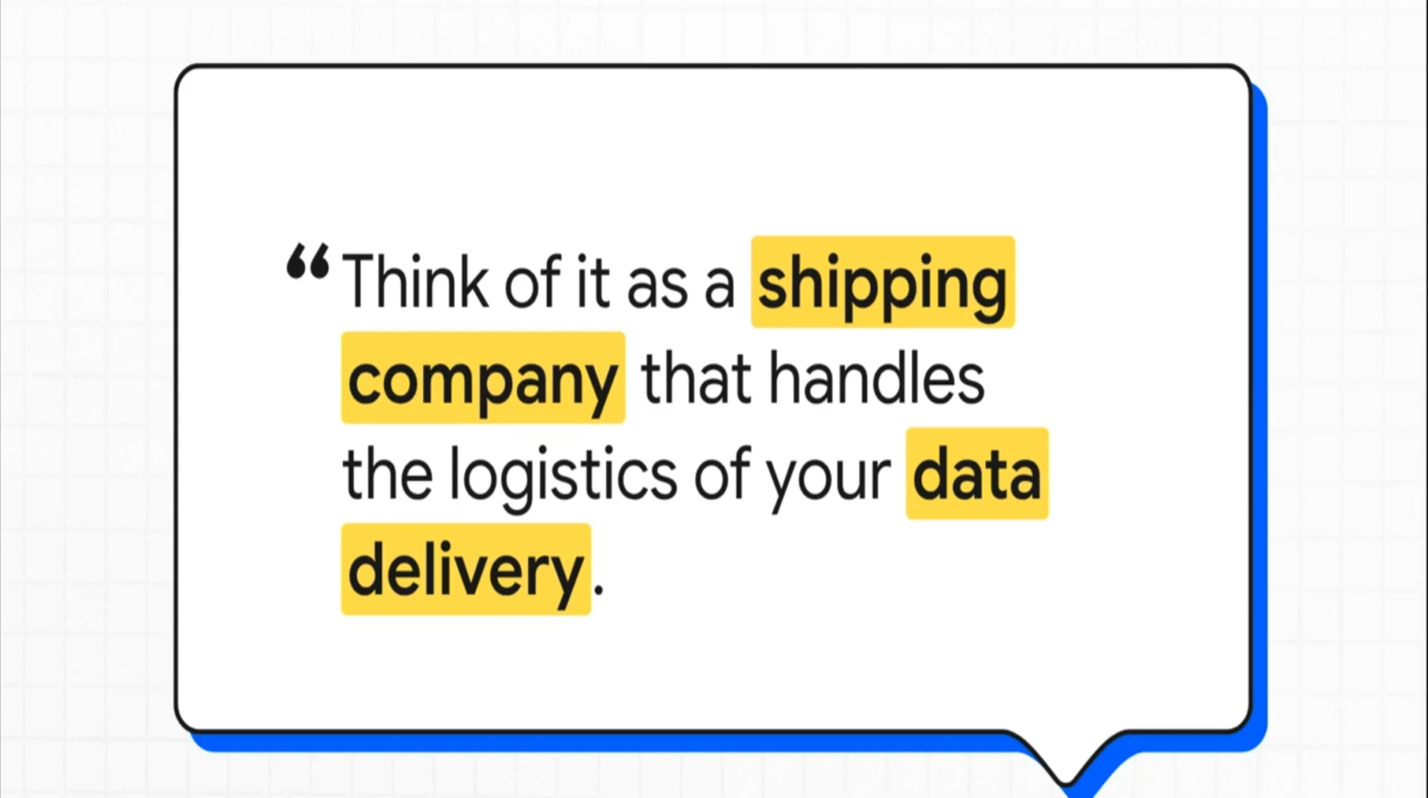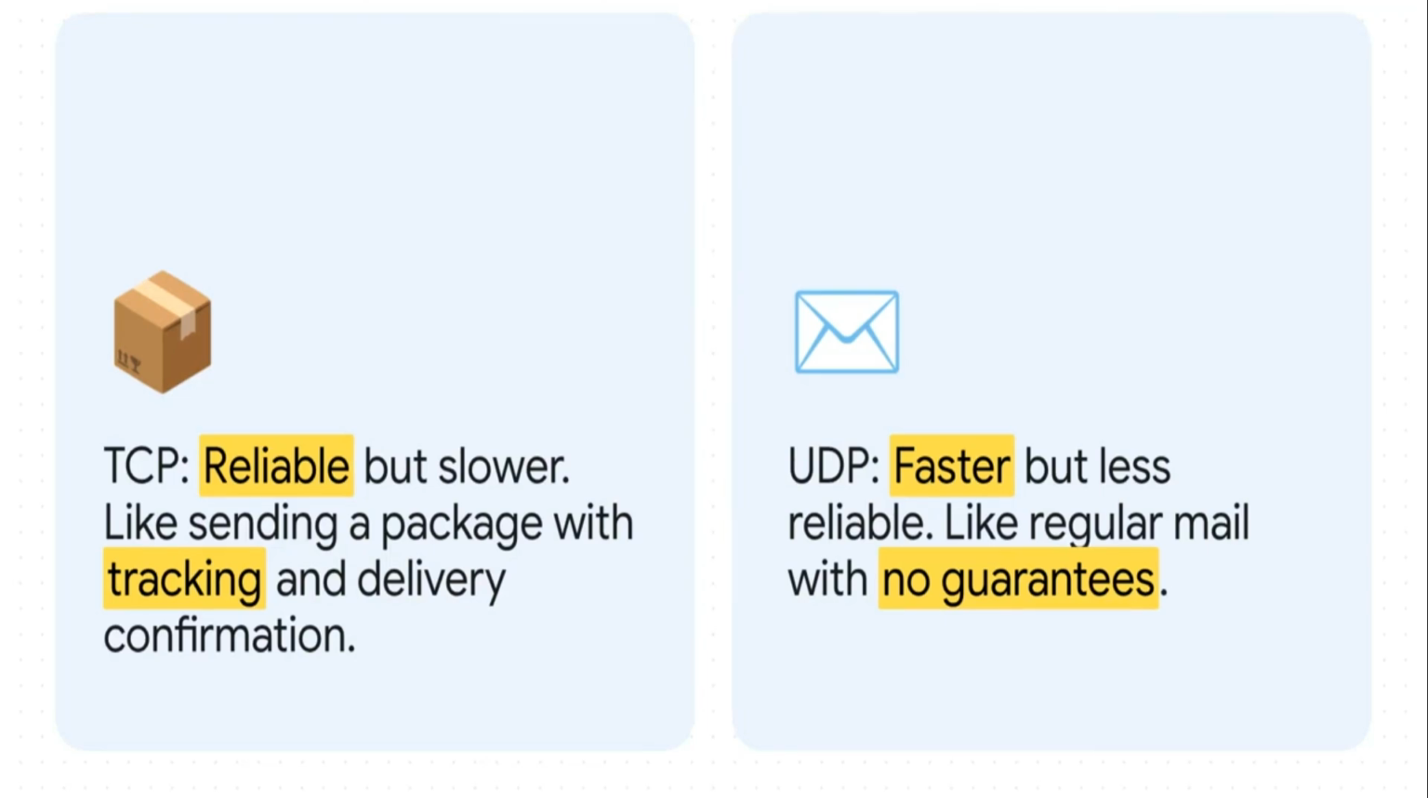Then it has to decide how to ship them. Is it going to be a premium service with tracking or just standard, fast mail? And that brings us to our 2 big shipping options, TCP and UDP. TCP is like your super reliable courier service. It's connection-oriented, which means it sets up a connection, checks to make sure every single piece arrives in the right order, and if anything gets lost, it asks for it to be sent again.